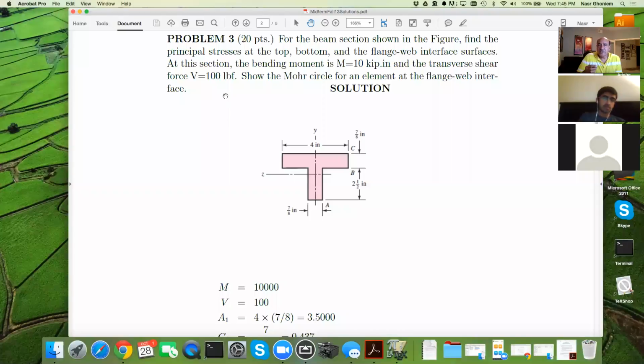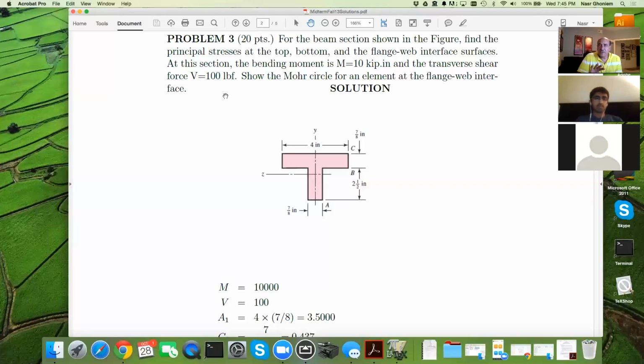We know the moment. So we have to find C, whether C to the top or C to the bottom. And we have to find the moment of inertia, the second moment of area. So MC over I, the problem is all geometry. We have to find C and we have to find I. That's what we need to do.